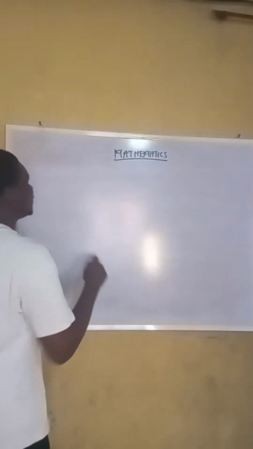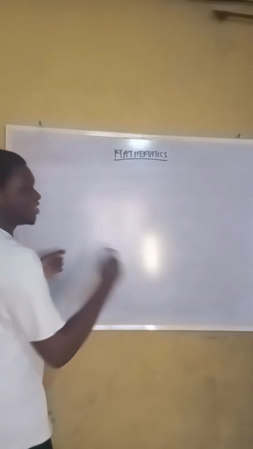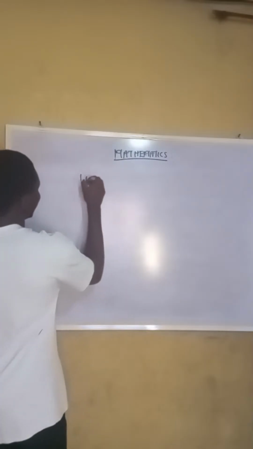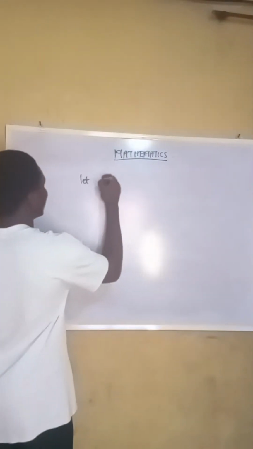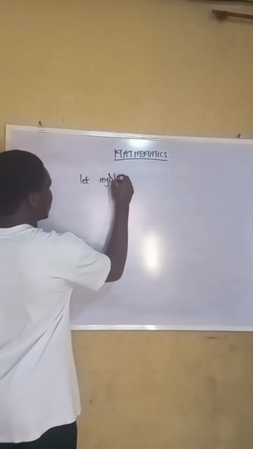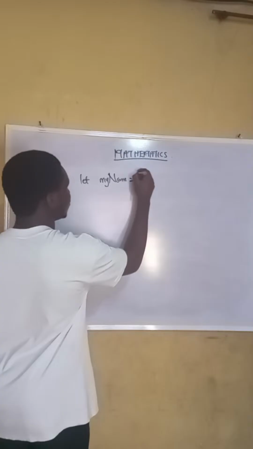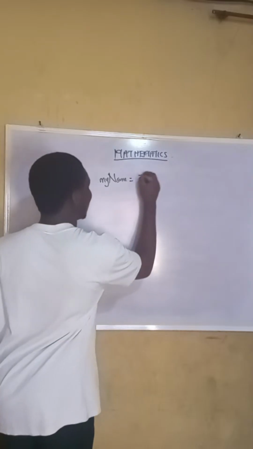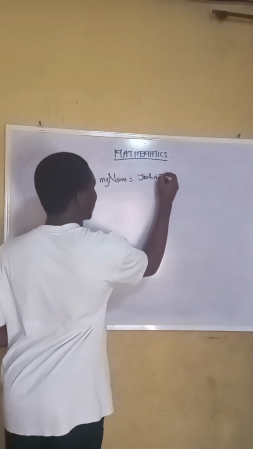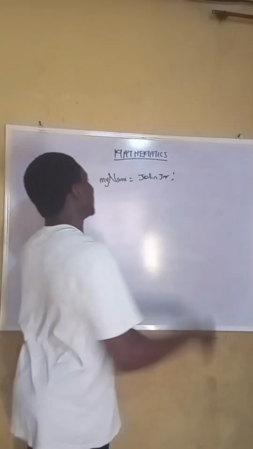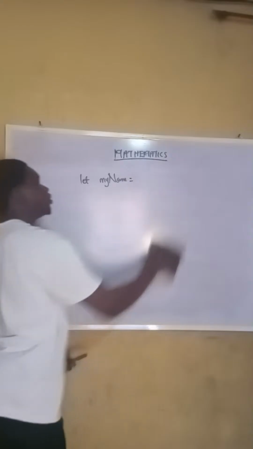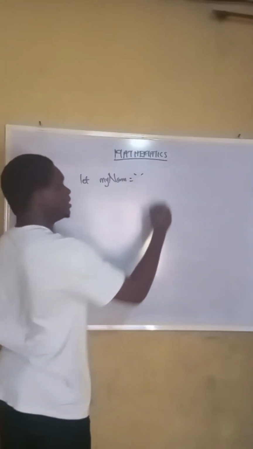For example, if you want to write a string, let's say you want to declare a variable, let's call the variable myName. This is equal to a string. Strings are written in quotes. If you just write myName as John Jr. without quotes and put your semicolon, this will lead to an error. This is undefined, because a string is a collection of text that is written in quotes. It can be single quotes or double quotes.